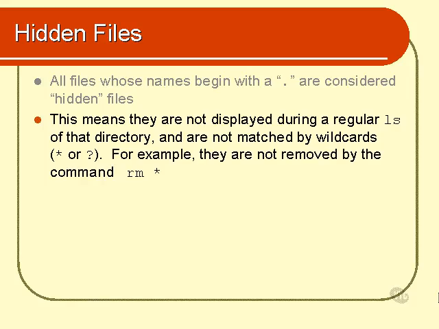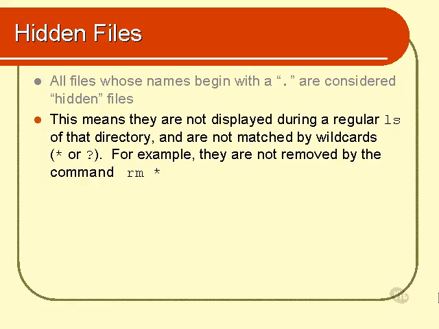Well, a hidden file is a file that is not displayed when you do a regular ls. So if you just type in ls and get a listing of files in a directory, the hidden files in that directory, in other words the ones that begin with a dot, will not be listed. Furthermore, if you use the asterisk or question mark wildcard characters, the hidden files, files that begin with a dot, will not be included in the files that are matched.